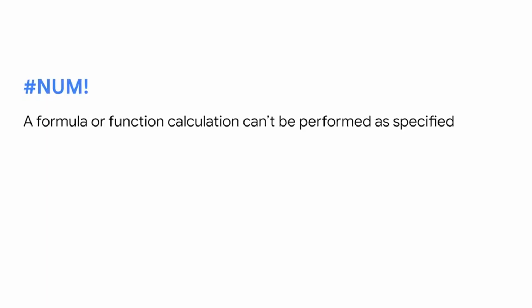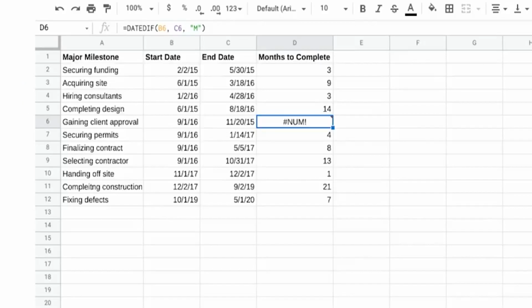Perfect. Sometimes an error is caused by inconsistent or wrong data. For instance, the num error tells us that a formula's calculation can't be performed as specified by the data. The data doesn't make sense for that calculation. Here's what I mean. Suppose we're working on a large construction project and using a spreadsheet to track how many months it takes to reach key milestones.